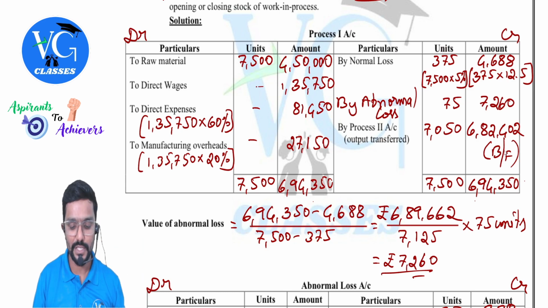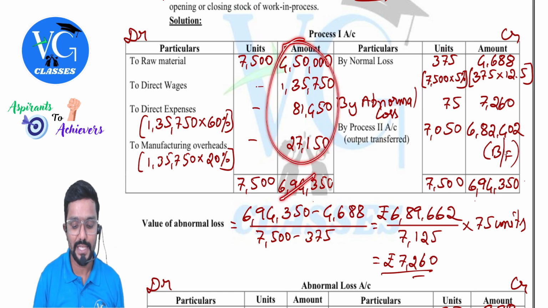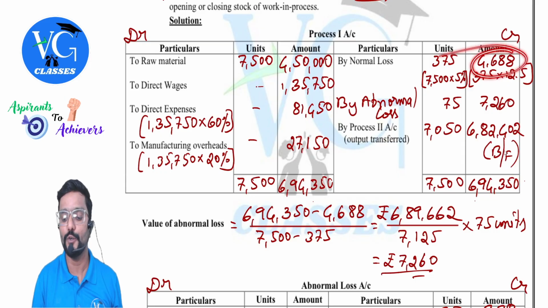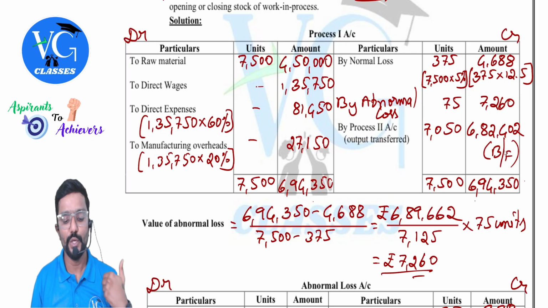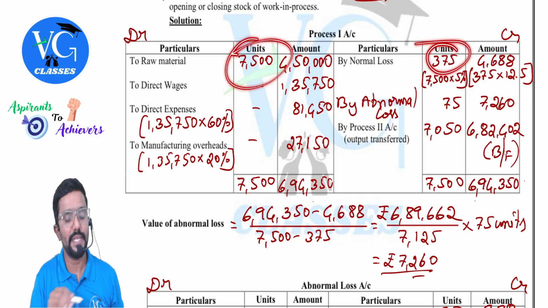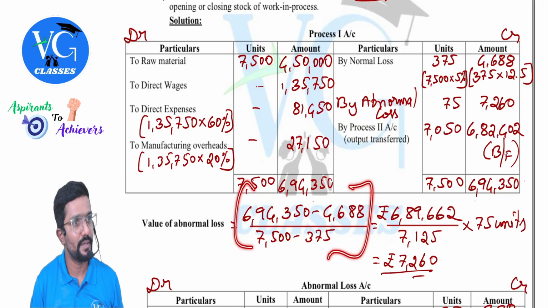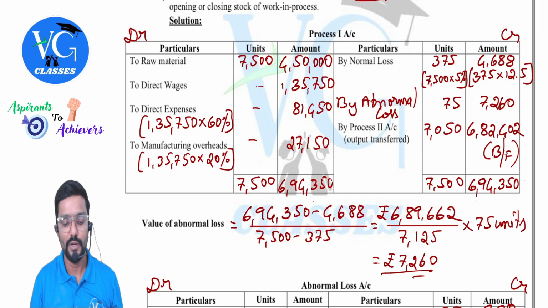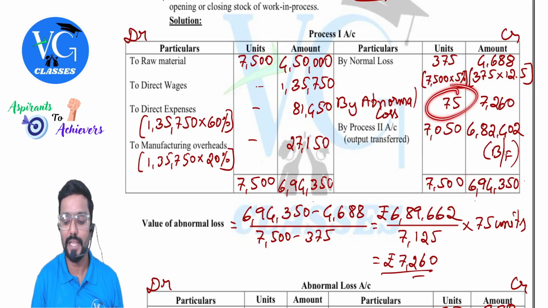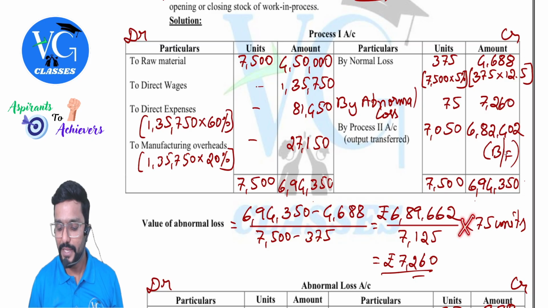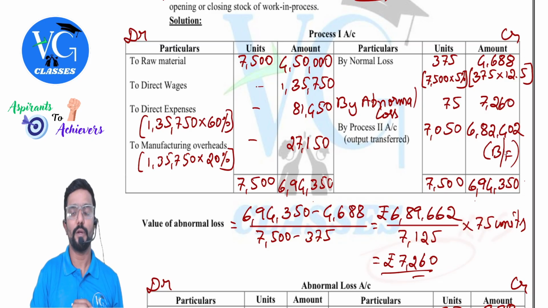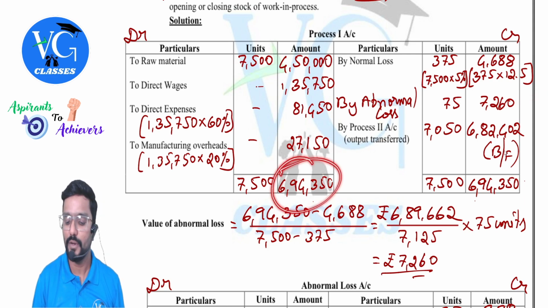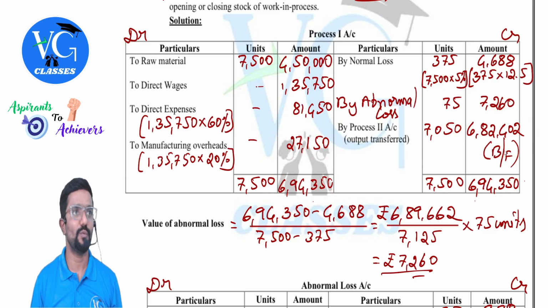Now, if I ask you what is the cost, it is the total of debit side 6,94,350 minus 4,688 divided by units 7,500 minus 375. You will get cost per unit. Now, first let us close the units column. Output they would have given 7050. Total of debit side 7,500, credit side not matching, sir. So, what is the balancing figure? 75. So, multiply 75 here. You will get the cost of abnormal loss. Take it here. And now close the amount column. Debit side is more, the balancing figure on the credit side is the cost of output.